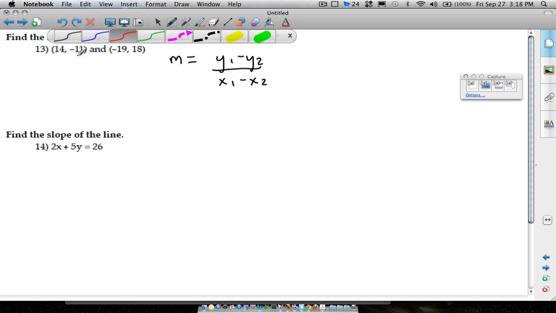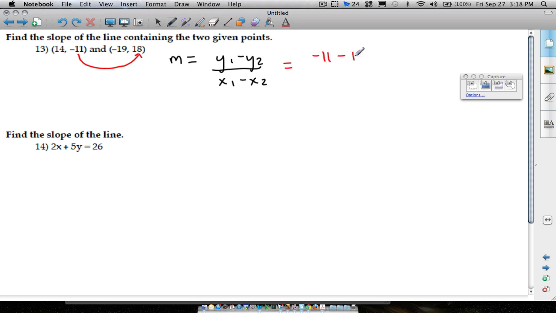I prefer to use this formula because I'm going to take the first y value minus the second y value. Therefore, we have negative 11 minus 18 using the formula, and this is divided by x1 minus x2. So 14 minus a negative 19.